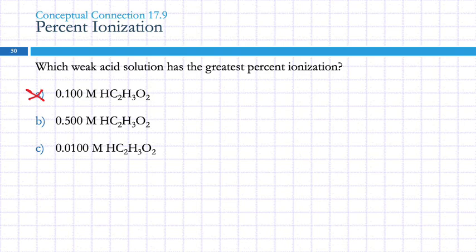So do you remember from the previous slide, which way does it go? Lower concentration, is that more ionized or less ionized? It's more ionized. Lower concentration is more ionized. Higher concentration is less ionized. So this is going to be the answer.